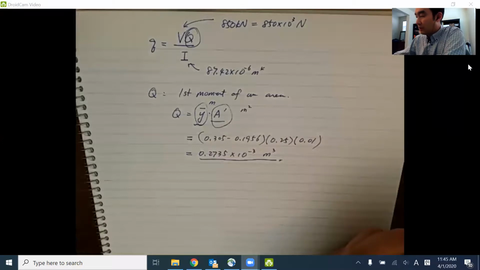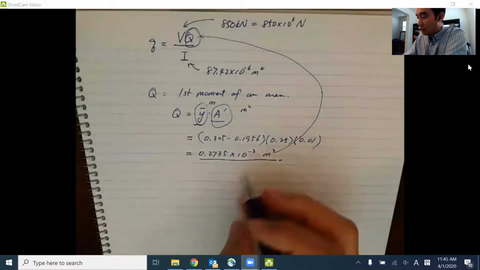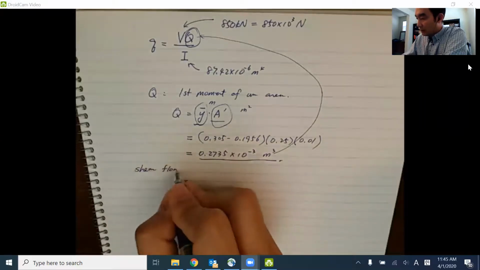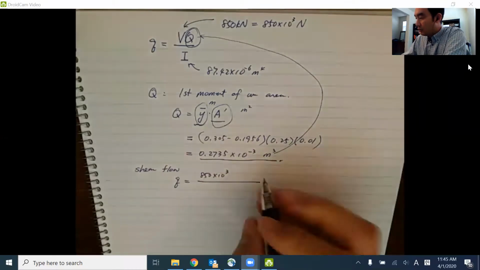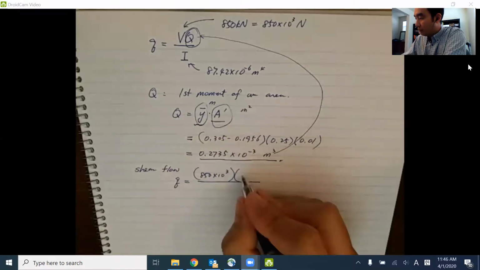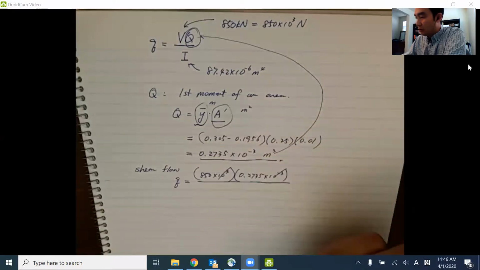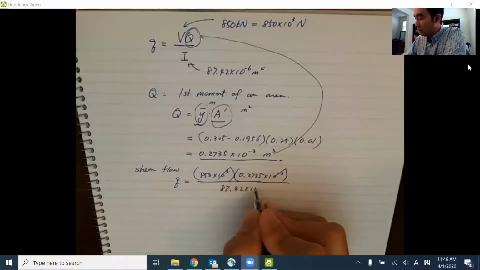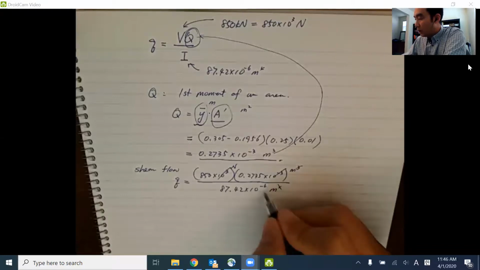Okay, so that's everything. I'm going to just substitute it into this Q and then calculate this small q shear flow. So that is 850 times 10 to 3 in Newton. That's V. Q is this, 0.2735 times 10 to negative 3, so the 10 to 3 is already canceled out. And this is meter cubic, divided by 87.42 times 10 to negative 6 meter to the fourth. So it is meter cubic over meter to the fourth, and this is Newton, so we only have 1 meter unit left with Newton per meter, which makes sense.